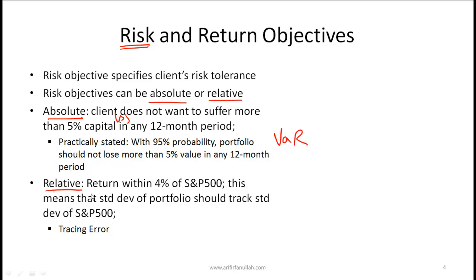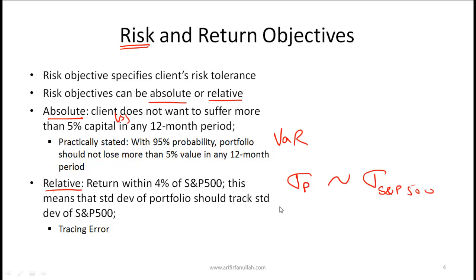So if we say that the return must be within 4% of the S&P 500, this sounds like return, but essentially there is an element of risk involved here. We are saying that the return of the portfolio has a certain variation measured by the standard deviation of the portfolio. And essentially the standard deviation of the portfolio should roughly track the standard deviation of an index. Let's say that the index we are concerned about is the S&P 500.